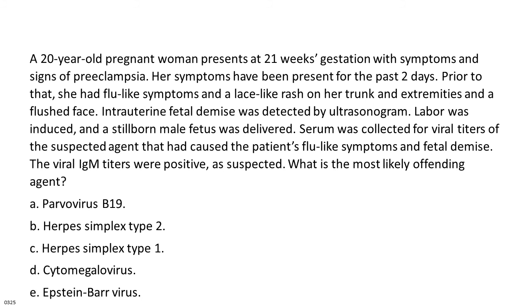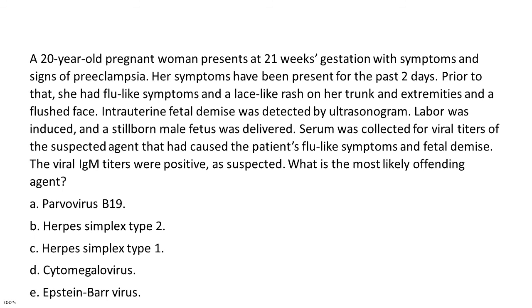A 20-year-old pregnant woman presents at 21 weeks gestation with symptoms and signs of preeclampsia. Her symptoms have been present for the past 2 days. Prior to that, she had flu-like symptoms and a lace-like rash on her trunk and extremities and a flushed face. Intrauterine fetal demise was detected by ultrasonogram. Labor was induced, and a stillborn male fetus was delivered. Serum was collected for viral titers of the suspected agent that had caused the patient's flu-like symptoms and fetal demise.